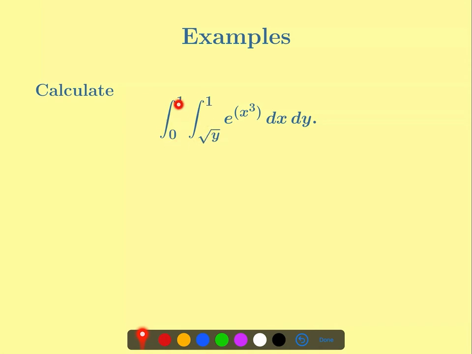So the first thing we need to do is to figure out what the region is that we're integrating over here. We can see y is going from 0 to 1, and for each fixed y between 0 and 1, we want x to go from the square root of y to x equals 1. So x equals the square root of y should be on the left, x equals 1 should be on the right.